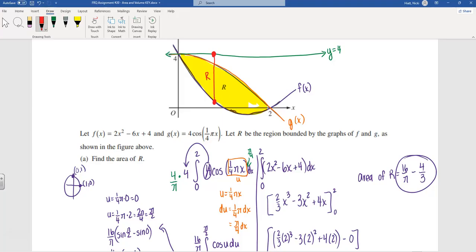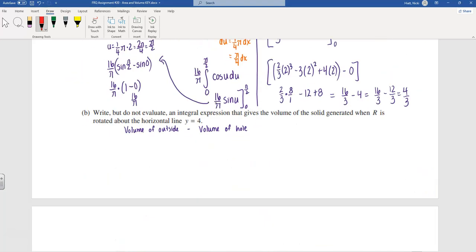So, when I'm doing that capital R of X, I want to do top minus bottom, right? So, what is my top? 4. What is my bottom? F of X. And you can call it F of X. So, that capital R of X is 4 minus F of X. As long as they have used function notation, you can call it F of X. You don't have to put the equation, but you could.